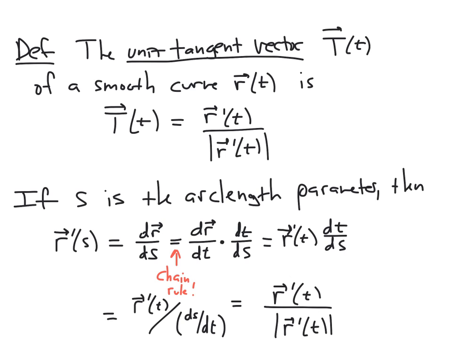And so what you notice is that we computed the derivative of r with respect to the arc length parameter, r prime of s. We've just shown that it was equal to r prime of t divided by the magnitude of r prime of t, which is what we just defined as the unit tangent vector. One of the nice things about the arc length parameter is that when you compute derivatives using it, those vectors are automatically unit vectors.